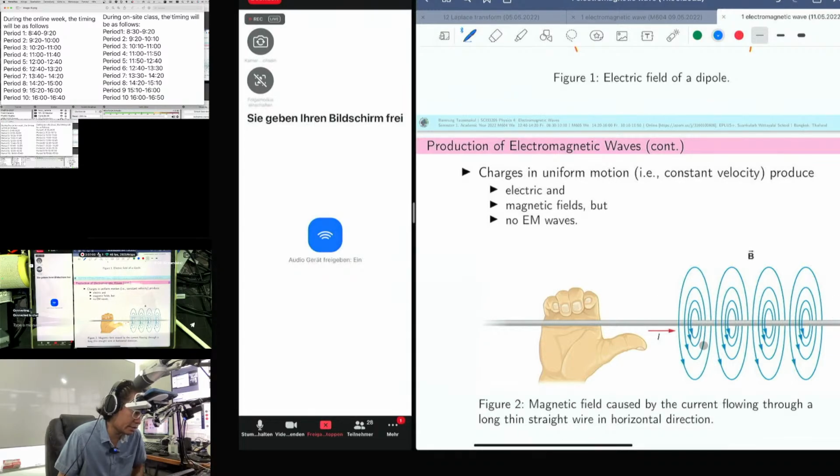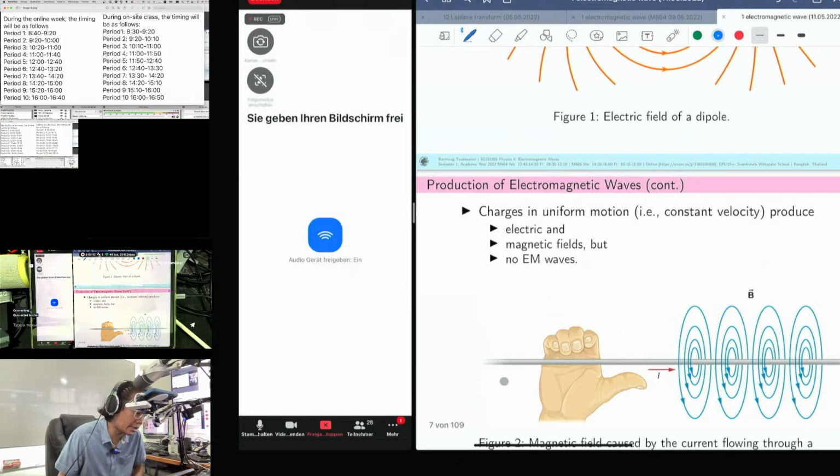This circulation will take place everywhere around this long straight copper wire. Okay, charge in uniform motion. This is the charge that moves with constant speed, right? It's also known as charges in uniform motion. The charges in uniform motion will produce two things.